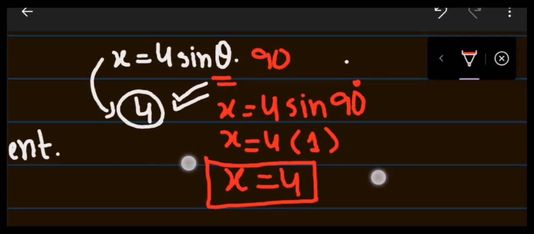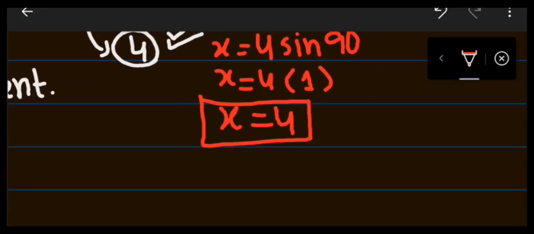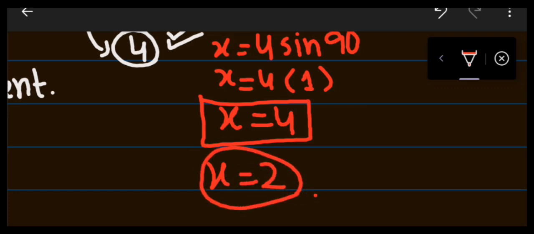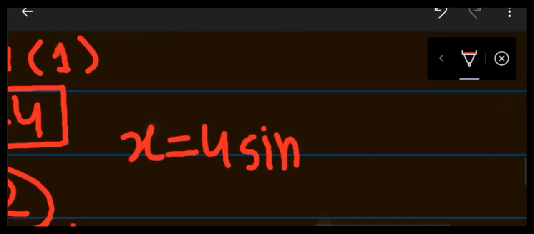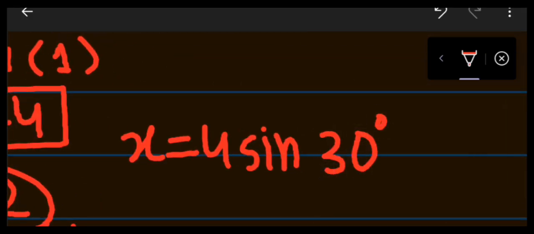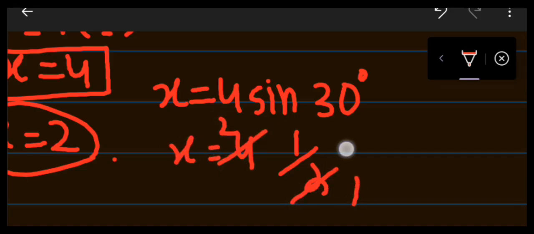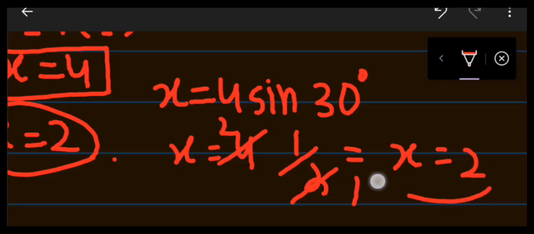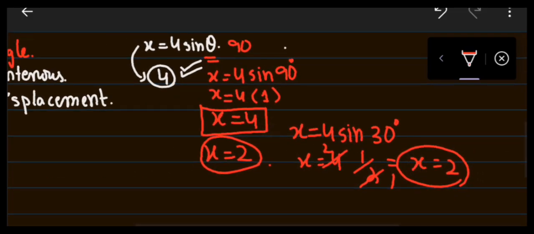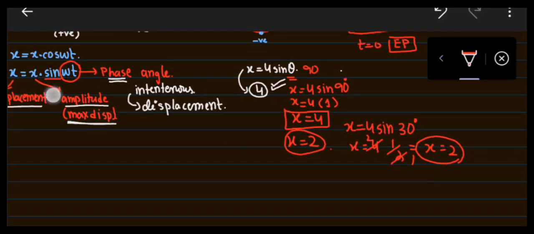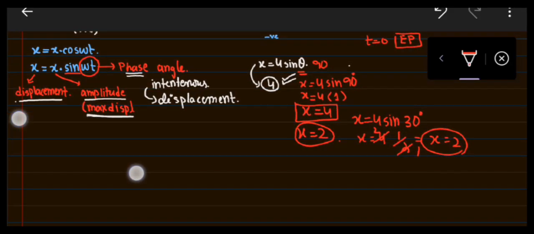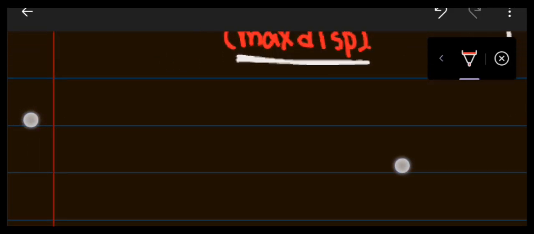Again, if someone asks you I need x as 2, how will you do it? You will take x is equal to 4 sine theta. Now if I put theta as 30, and we know sine 30 is half, then 4 times half is 2, and here we got x is equal to 2. So this is how you adjust the equation by putting the theta value. So this is what theta is, the exact instantaneous displacement.